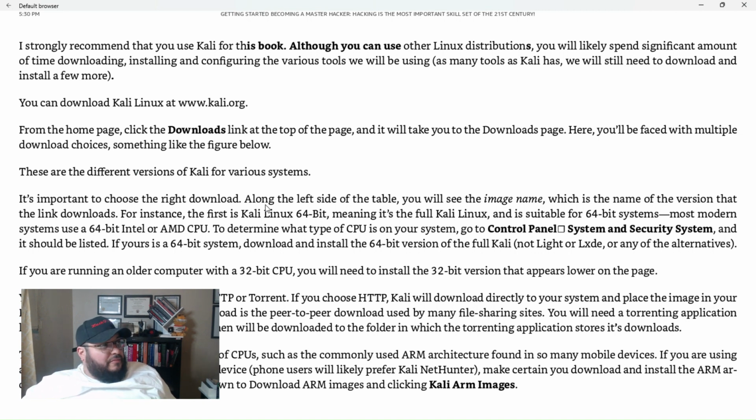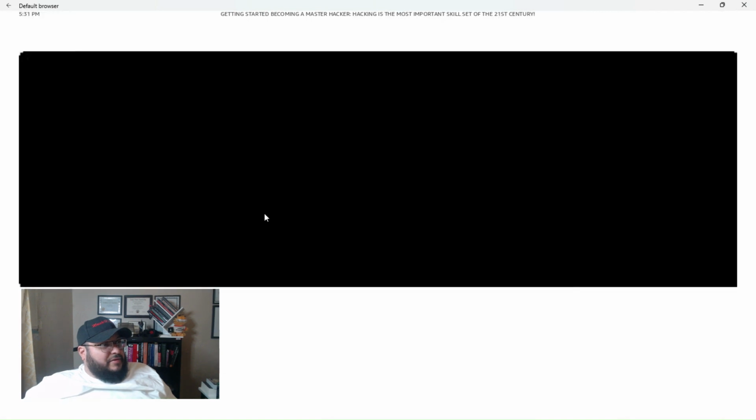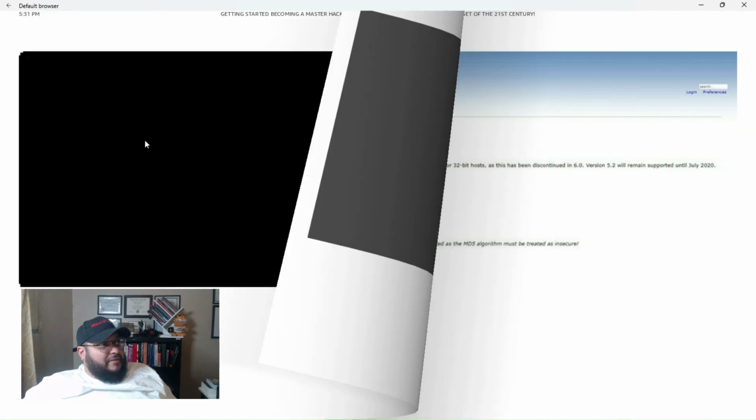What you can do is pause it and do as much as you can see on that. I'm not going to do it because I already have one. You might have to Google how to set up a VMware Kali Linux machine. I've already got one, so I'm going to skip all that.